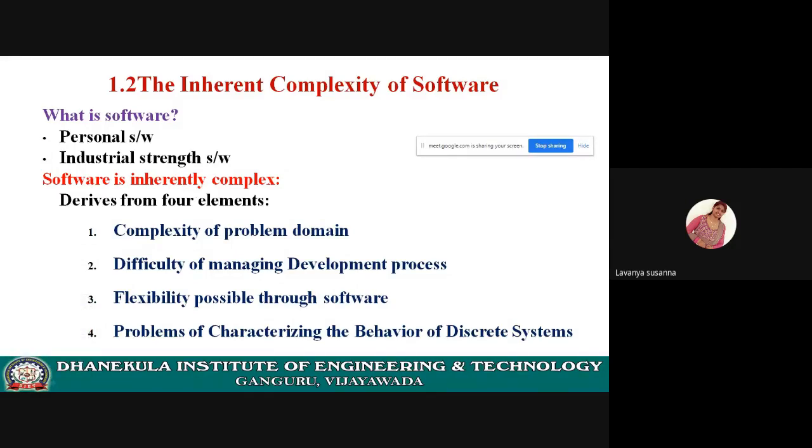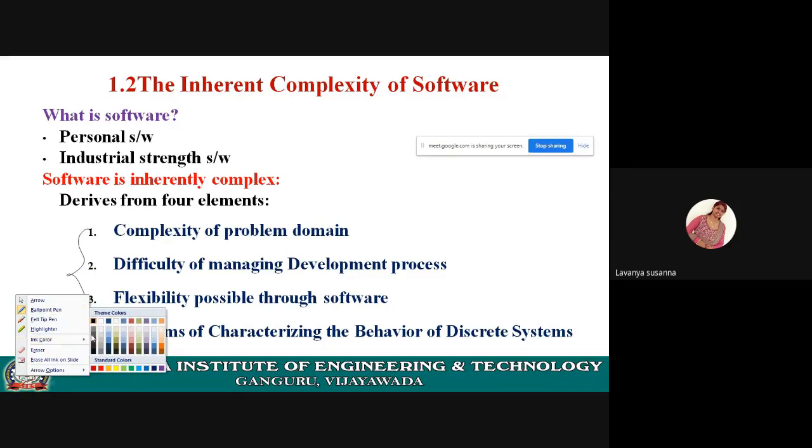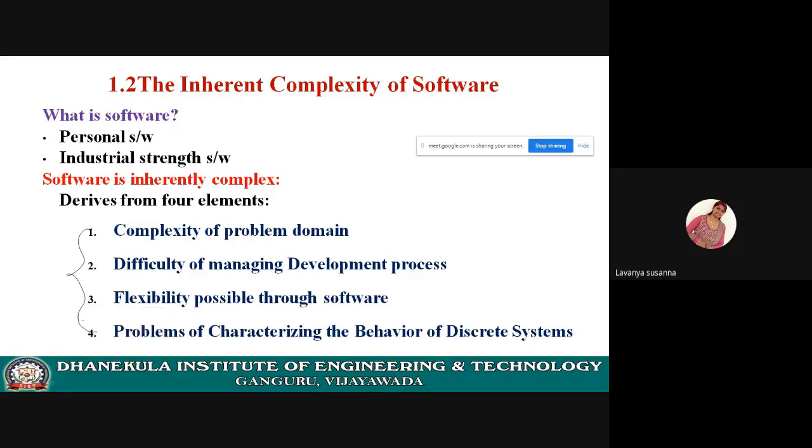The complexity of software comes from these four elements. What are the elements? See the PPT. First element is problem domain. From the problem domain, complexity of software arises. Next, complexity arises from difficulty in managing the development process. Next, complexity comes from flexibility of software. Next, complexity comes from behavior of discrete systems. Let us see one by one.